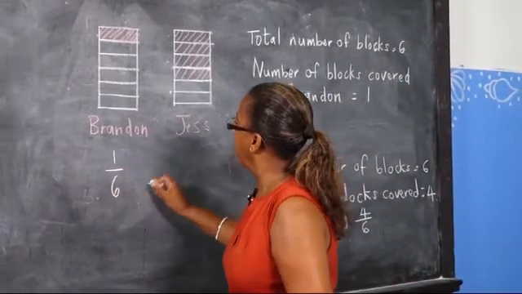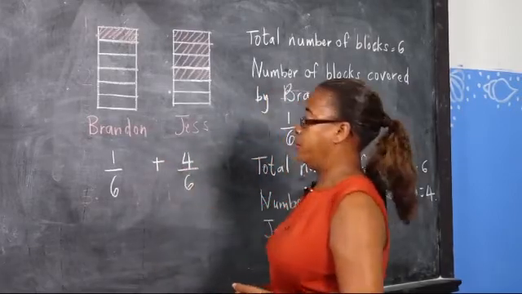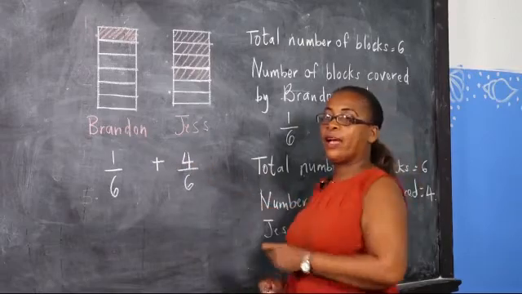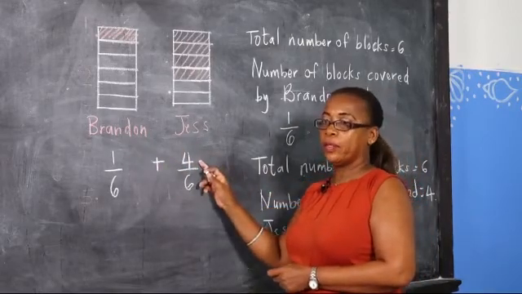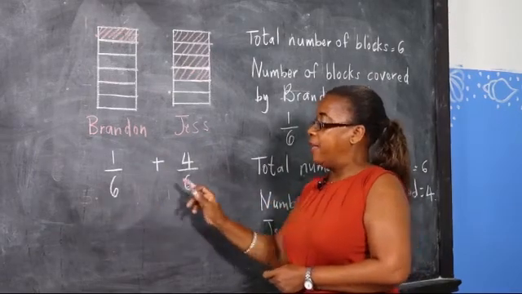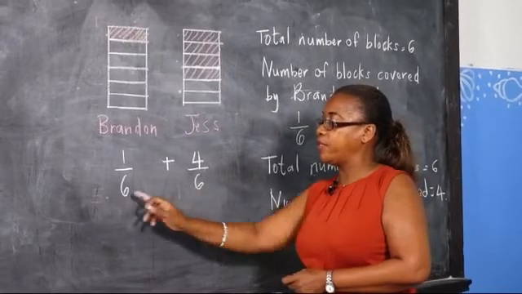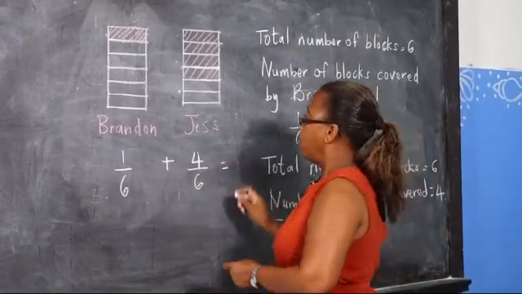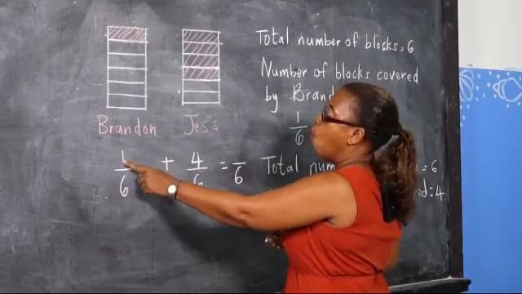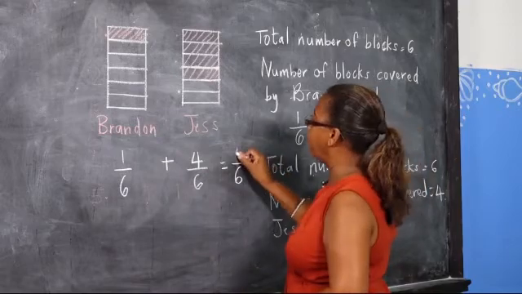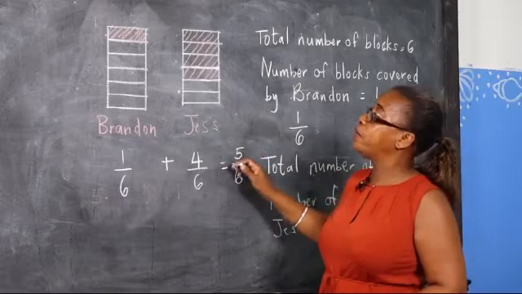Now, together, 1/6 plus 4/6. So, when we add fraction, remember, we add the numerators. Okay, the denominators, we don't add them. Okay, now the denominators, they are the same. So, the denominators, they are 6. Therefore, 1 plus 4 equals 5. So, the distance that they covered altogether, 5/6.